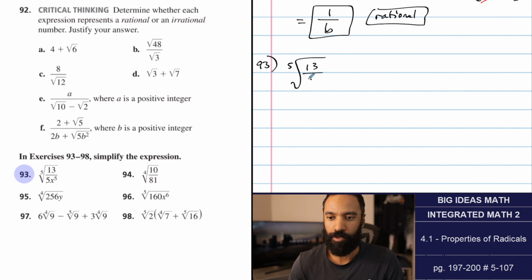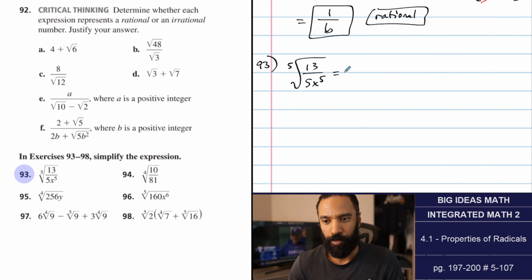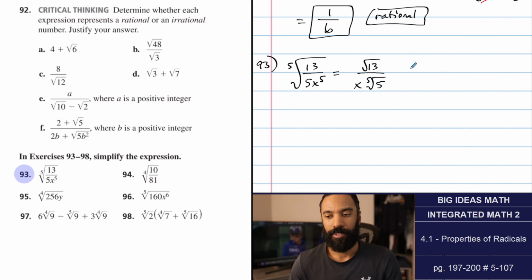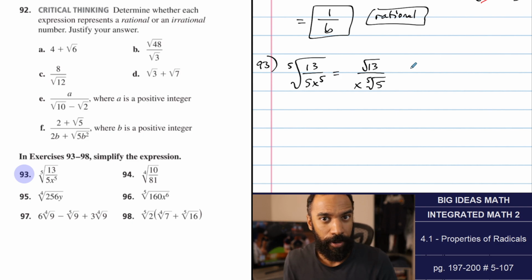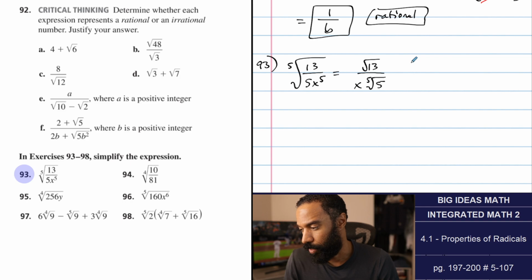Fifth root of 13 over 5x to the fifth power. So I'm going to begin by taking the fifth root of x to the fifth and splitting this up meanwhile. So I get x times the fifth root of 5. Excuse me. I need to find a perfect fifth power value. I don't know a lot of my fifth powers.